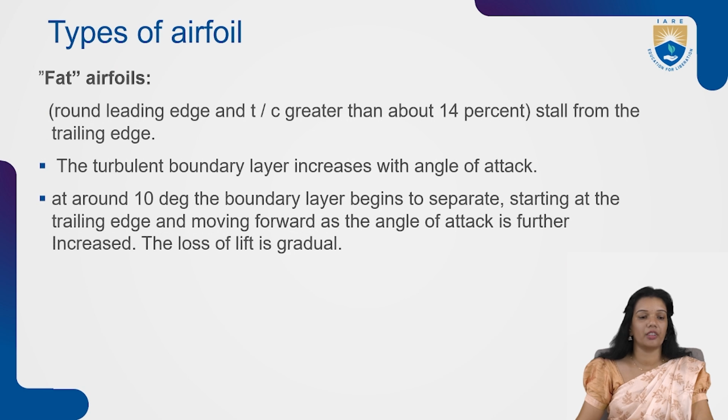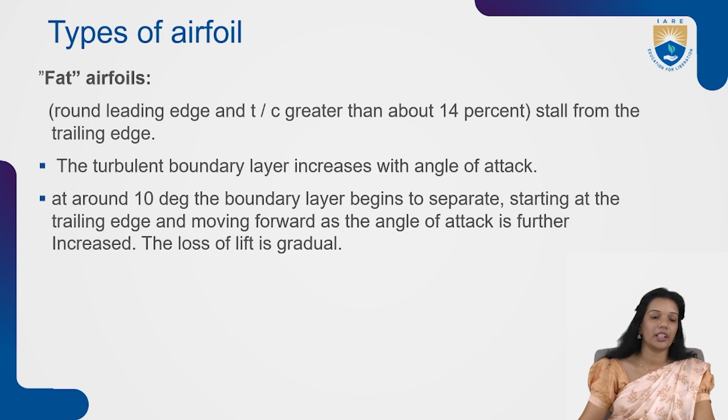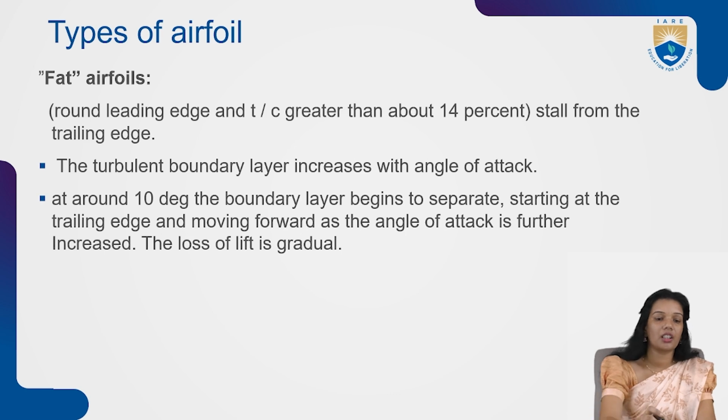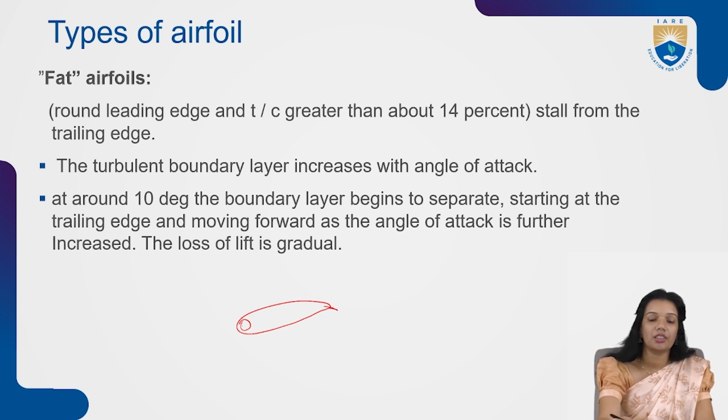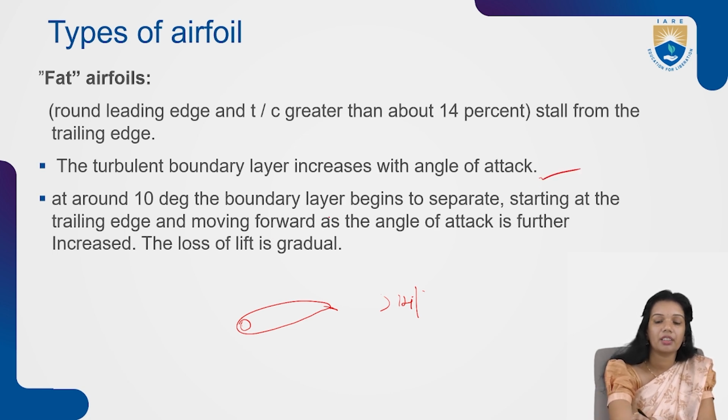Then the types of airfoil. Types of airfoil could be fat, thin, or very thin airfoils. The fat airfoils have round leading edges and a thickness to chord ratio greater than 14%. They stall from the trailing edge. The turbulent boundary layer increases with increase in the angle of attack, and around 10 degrees you expect it to separate, starting at the trailing edge.